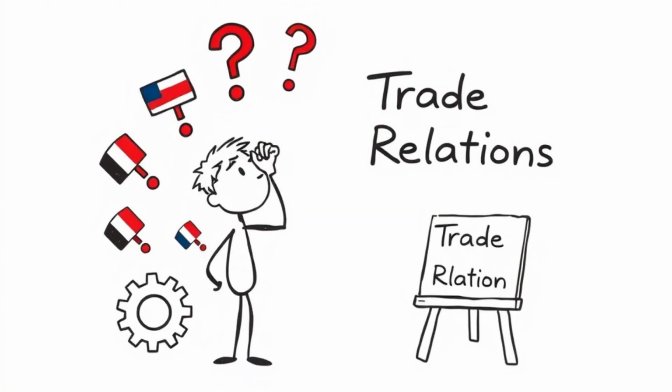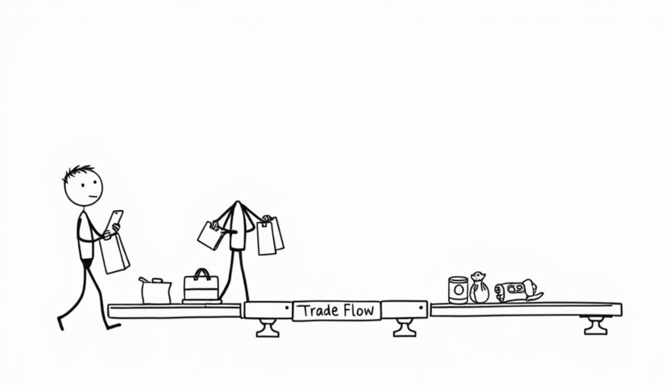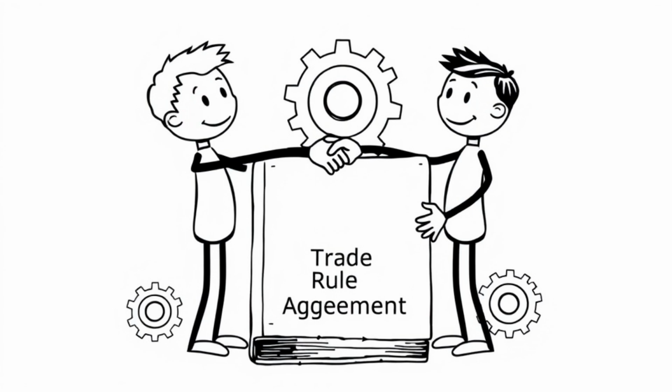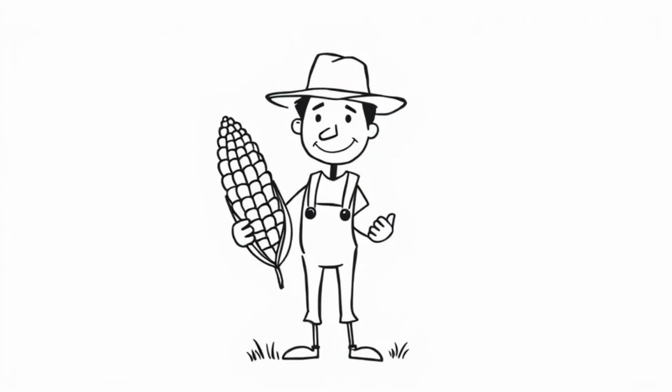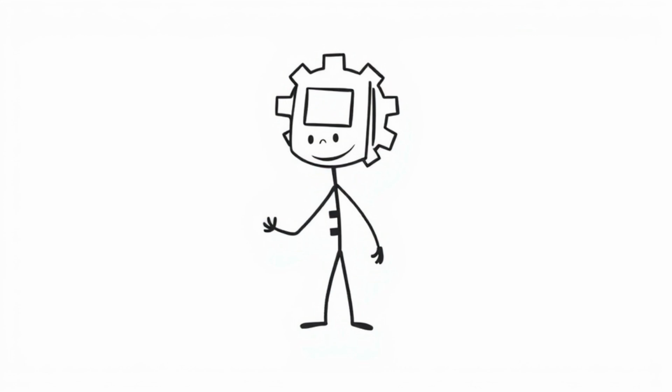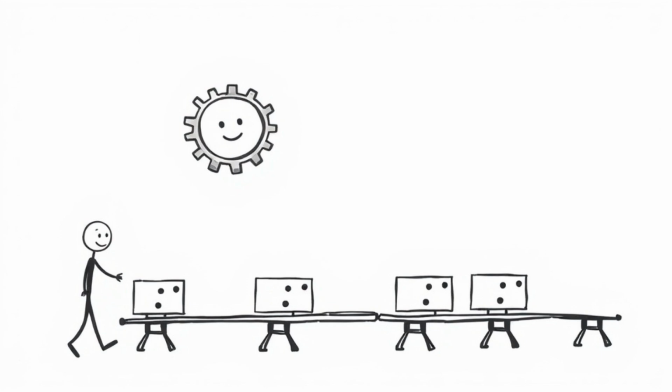So what exactly are world trade relations? In simple terms, it's how countries buy and sell goods and services with each other, and the rules they agree on to make that happen. Every country has things it's good at producing. Some grow food efficiently, some manufacture electronics, some produce oil, some specialize in technology or finance. Instead of trying to produce everything themselves, countries trade.